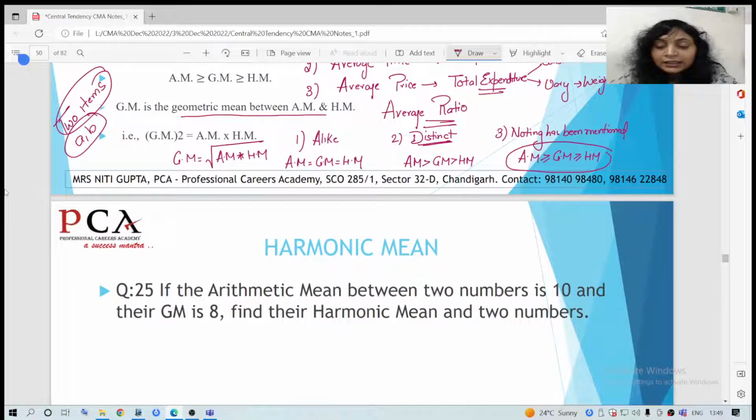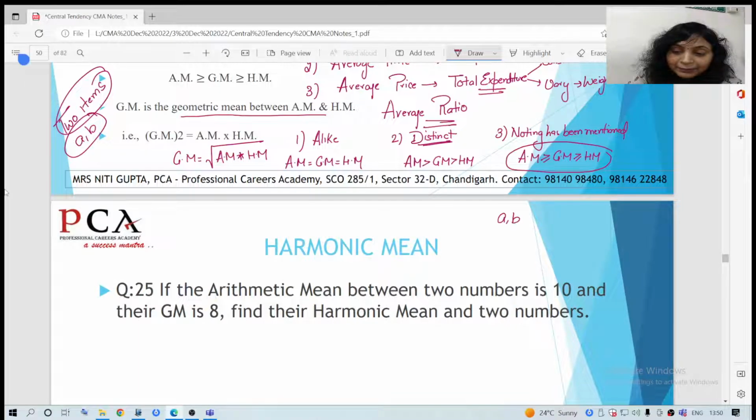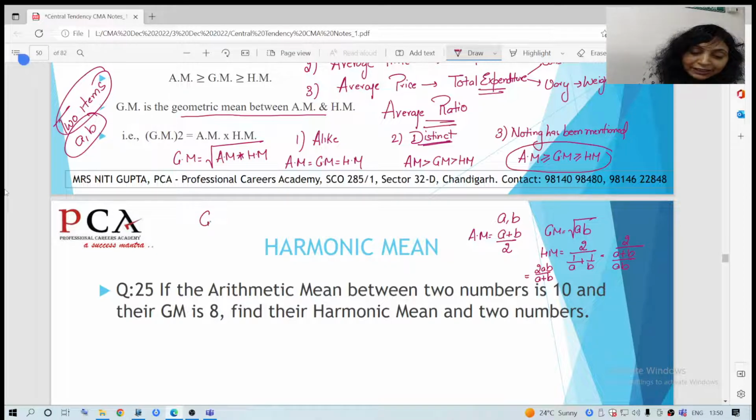I'll prove this. Suppose I have two items A and B. Arithmetic mean of two items is the sum of items divided by the number of items. Geometric mean is the square root of the product of the two items. And harmonic mean is the number of items divided by the sum of reciprocals of items. So this becomes AB upon A plus B, so harmonic mean becomes 2AB upon A plus B. Now my expression says geometric mean is equal to the square root of arithmetic mean into harmonic mean.